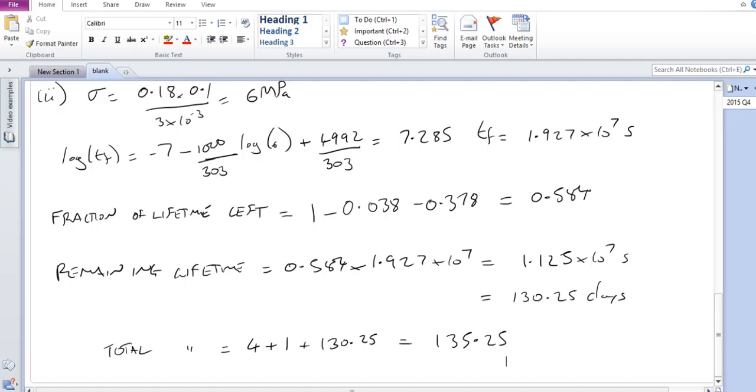And yes, just other things to remember: the stress should be in megapascals, temperature in Kelvin, and just make sure you do the calculations right and you'll be fine.